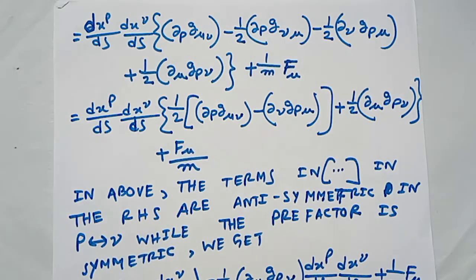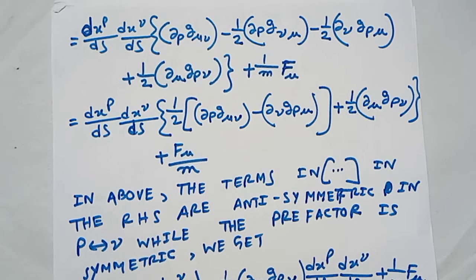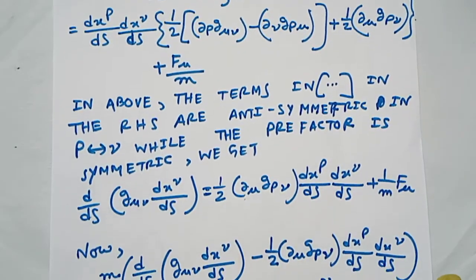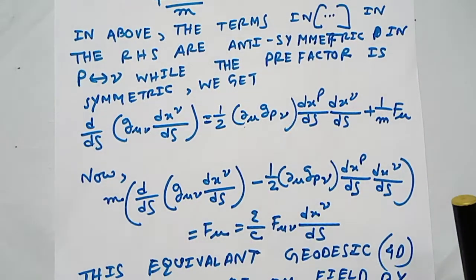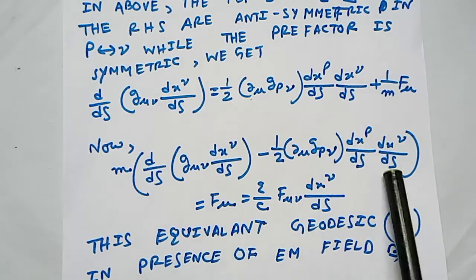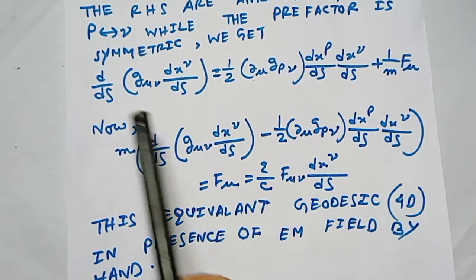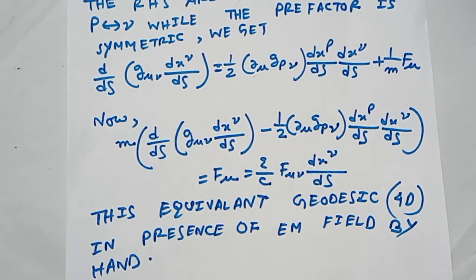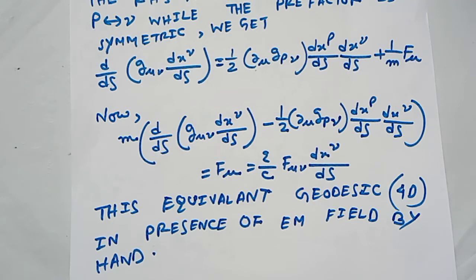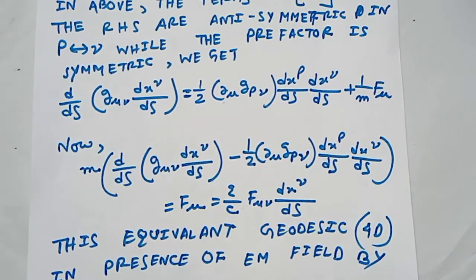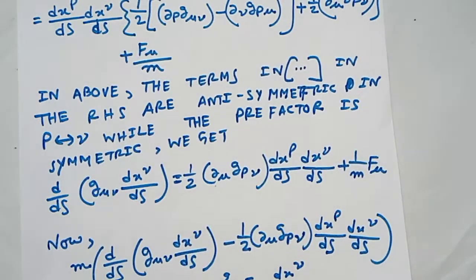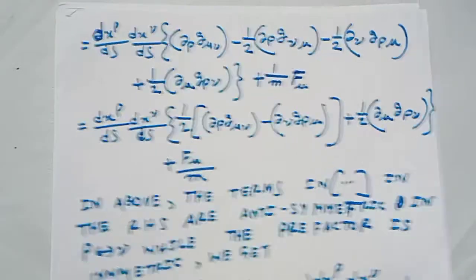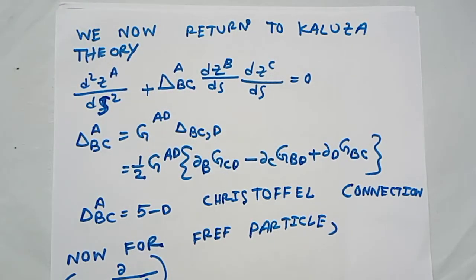Now we return to Kaluza theory, where the geodesic equation for five dimensions becomes this. This is the equivalent equation of the geodesic equation in the presence of an electromagnetic field. Now we return to the five-dimensional geodesic equation.